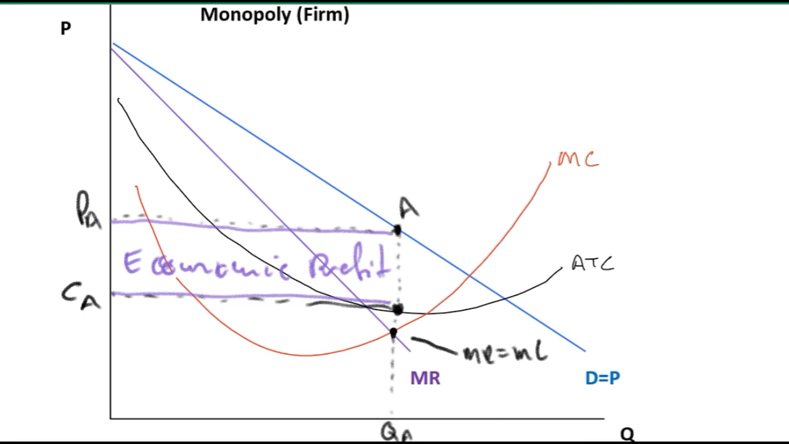Now again, because firms are barred from entering, in the long run there's no entry or exit, and so the monopoly remains with an economic profit.